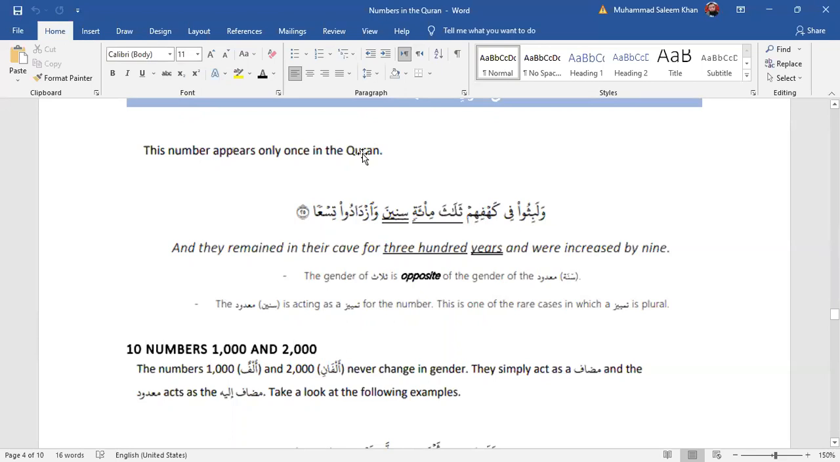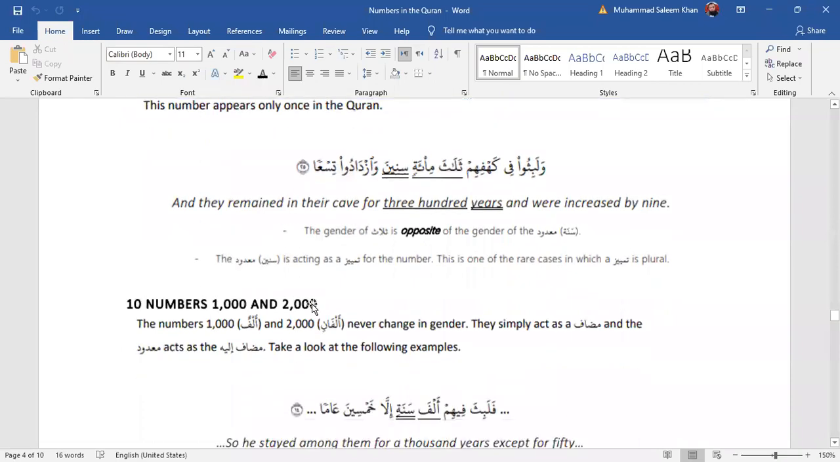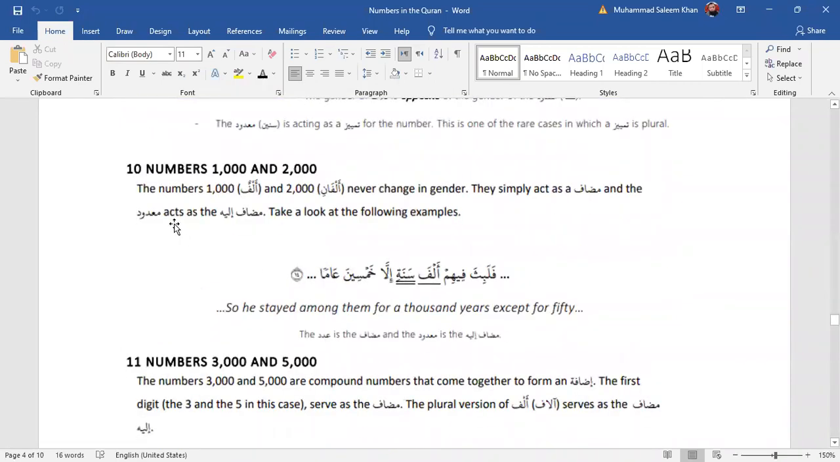If you remember what we discussed yesterday, we discussed the numbers from 300 to 900, and then we discussed 100,000 and 200,000. We discussed all of them. Shall we proceed? Okay, so our 10th set, numbers for 1,000 and 2,000.